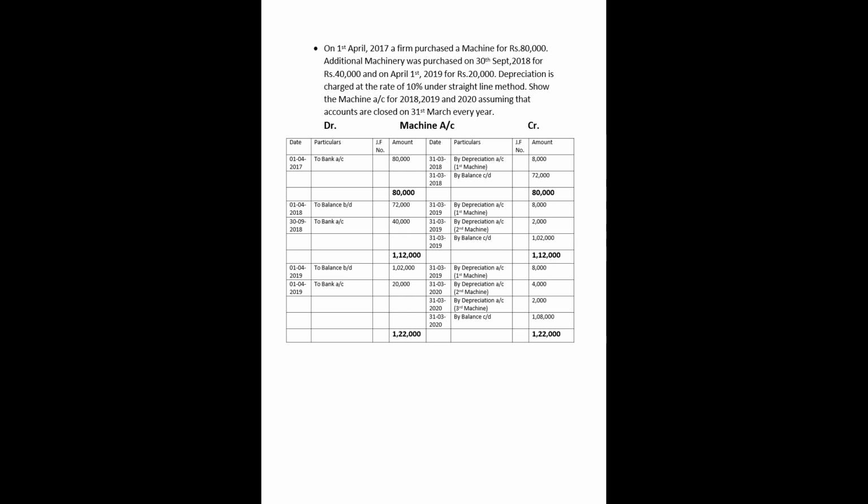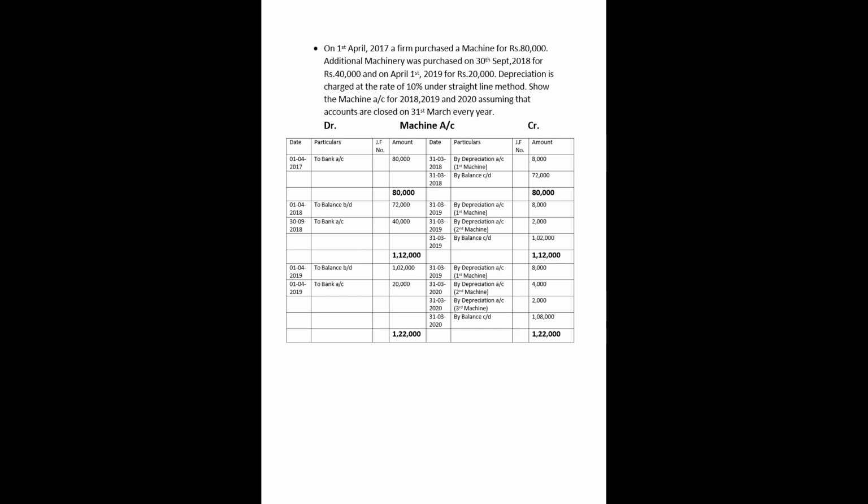On 1st April 2017, a firm purchased a machine for rupees 80,000. Additional machinery was purchased on 30th September 2018 for rupees 40,000 and on 1st April 2019 for rupees 20,000. Depreciation is charged at the rate of 10% under straight line method. Show the machine account for 2018, 2019 and 2020, assuming that accounts are closed on 31st March every year.